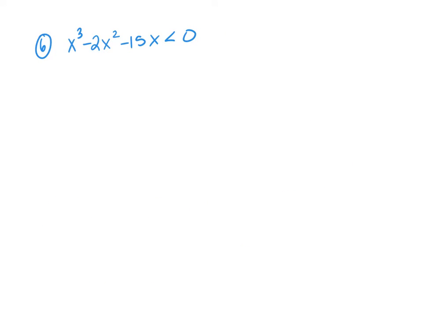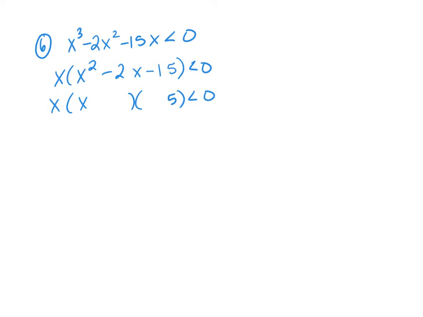Okay, number 6. Solve the inequality algebraically. Same idea. So everything, all the variables are pushed to one side. You now want to factor. So when I factor out a GCF of x, I'm left with this. And then I look at factors of 15 that give me 2. It would be 5 and 3.